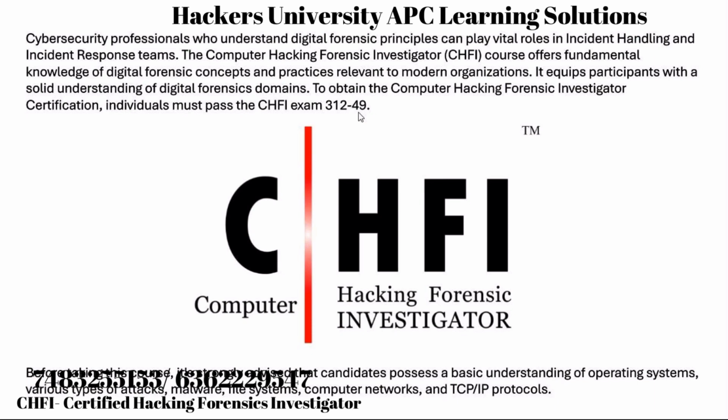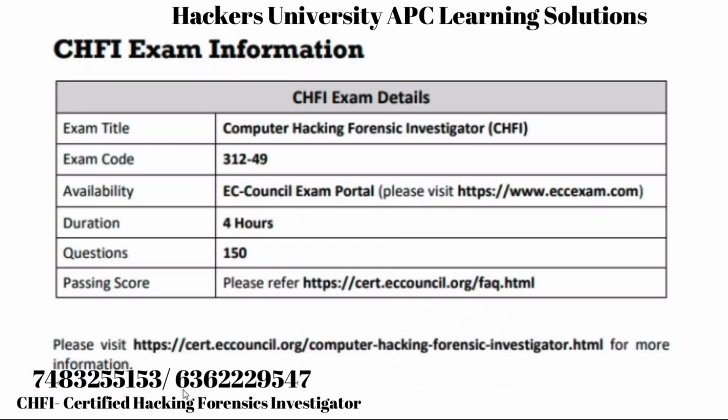Also, I already prepared the slide, and if you are already familiar with these concepts, then it's good for you to easily understand when we start the modules. For example, basic TCP understanding, basic operating system understanding, different attacks used by adversaries. So for you it is not a problem, I think. Then malware, file systems, etc. So this is the exam detail, CHFI information.